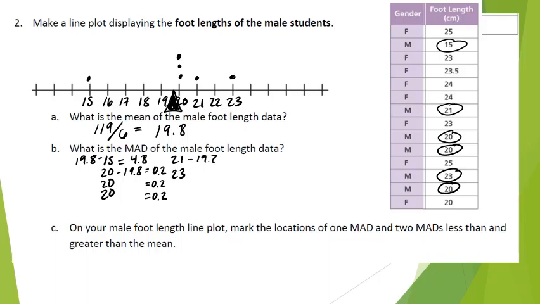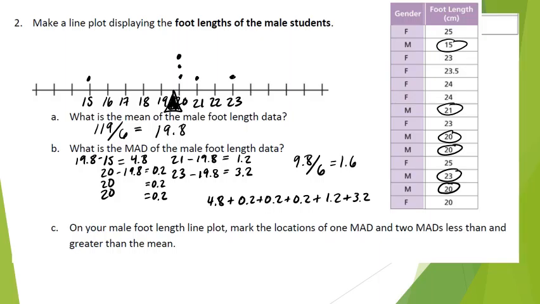21 minus 19 and 8/10 is going to give me 1 and 2/10, and 23 minus 19 and 8/10 is going to give me 3 and 2/10. So now let's go ahead and find that sum. So 4 and 8/10 plus 2/10 3 times, plus 1 and 2/10 plus 3 and 2/10. This gives me a sum of 9.8, and if I divide by 6 for my number of data values, I get 1 and 6/10.